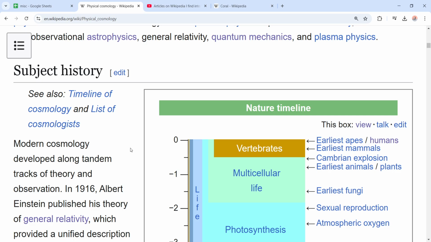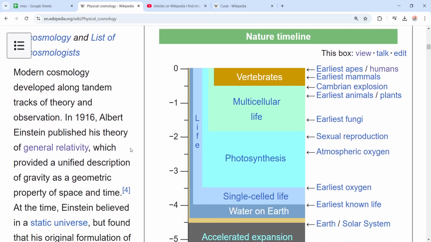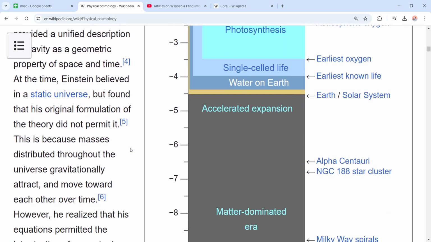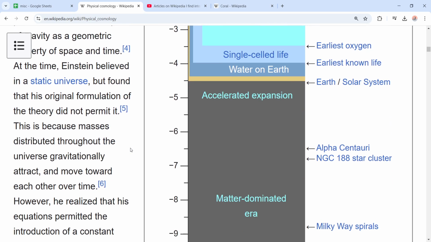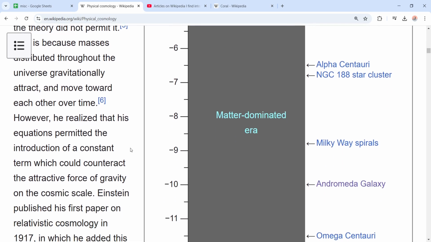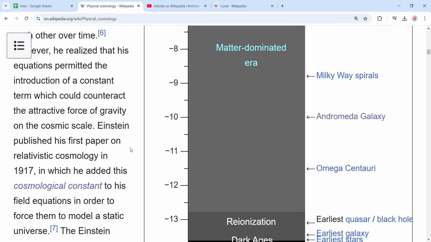Modern cosmology developed along tandem tracks of theory and observation. In 1916, Albert Einstein published his theory of general relativity, which provided a unified description of gravity as a geometric property of space and time. At the time, Einstein believed in a static universe, but found that his original formulation of the theory did not permit it. This is because masses distributed throughout the universe gravitationally attract and move toward each other over time. However, he realized that his equations permitted the introduction of a constant term, which could counteract the attractive force of gravity on the cosmic scale.